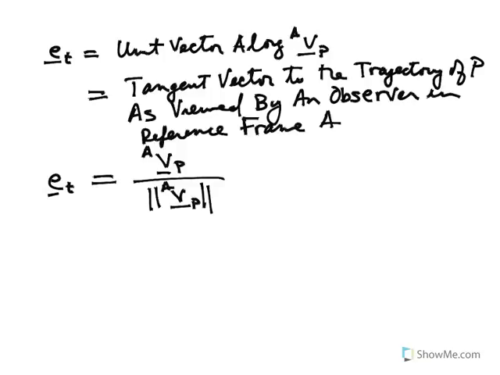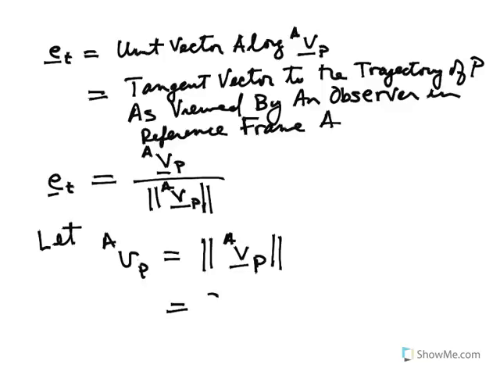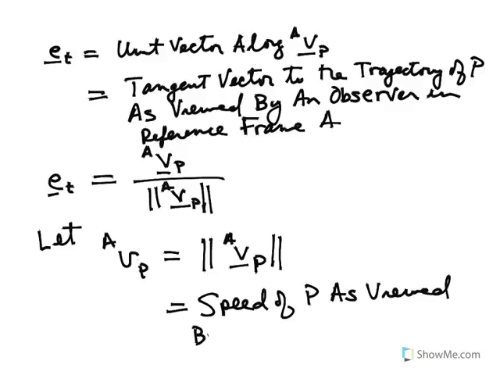Now, in order to make this a little easier to deal with notationally, we're going to let this quantity, script V sub P, equal the magnitude of the velocity of P in A. Now, this quantity is what's known as the speed of P as viewed by an observer in reference frame A.